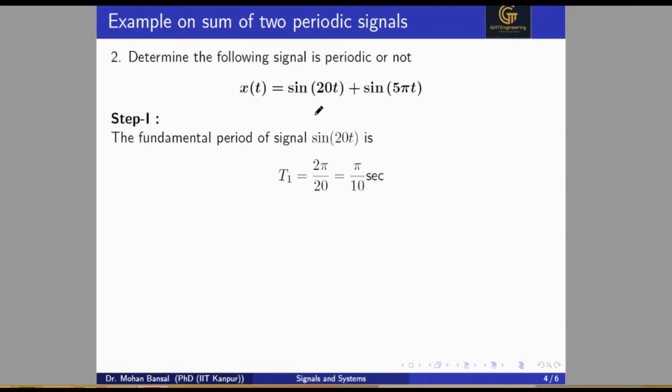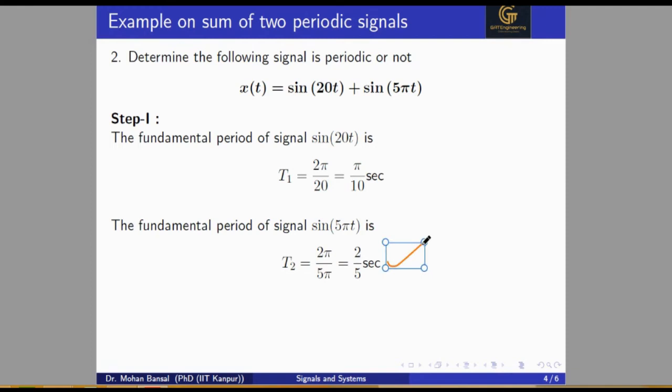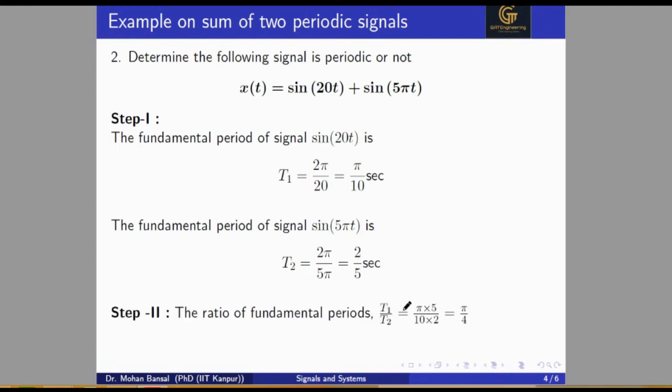Here we will compute the fundamental period of sin 20t, that will be 2 pi divided by 20, and we are getting pi by 10. And the fundamental period of sin 5 pi t will be 2 pi divided by 5 pi, that will be 2 by 5 seconds. This is the first step. In the second step, we take the ratio of them. The ratio will be T1 divided by T2, and we are getting pi by 4.